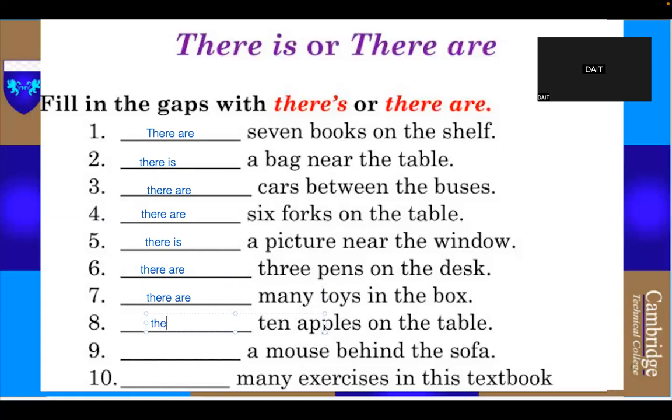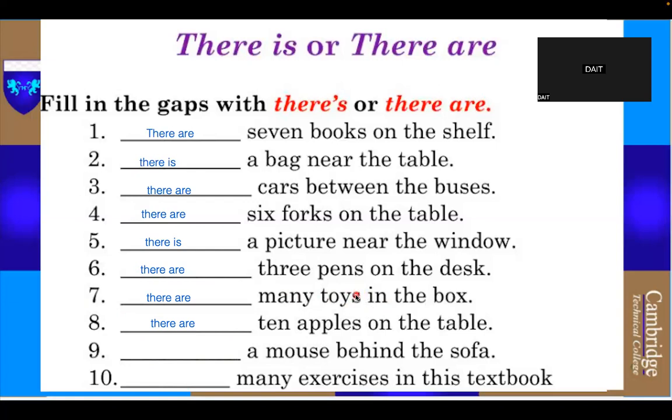Ten apples on the table. There is. No, there are. Pay attention. There are. Plural. Many toys. There are many toys, not there is many toys. We say one toy, two toys. Countable. If it's uncountable, we can't put S. If you find S, it's countable.